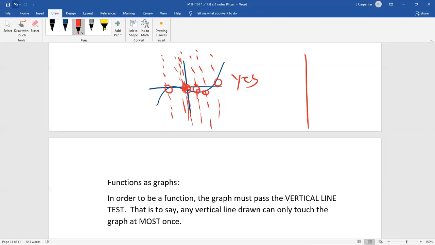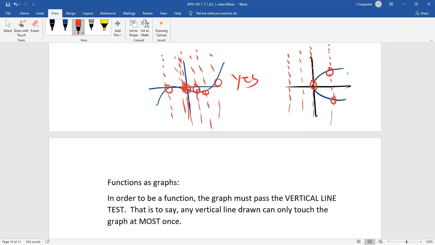Whereas, if you had a graph like this, sure, I can draw vertical lines over here and it doesn't touch at all. I can do one right here and it touches once. And all those say that it is a function. But if you draw a vertical line anywhere on this right side, you touch it once, twice, and that instantly says no, not a function. It can work everywhere except for one vertical line. If it fails a single vertical line, it fails for the whole thing and it's not a function.